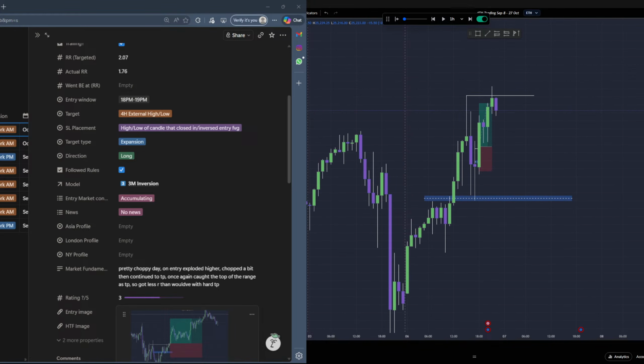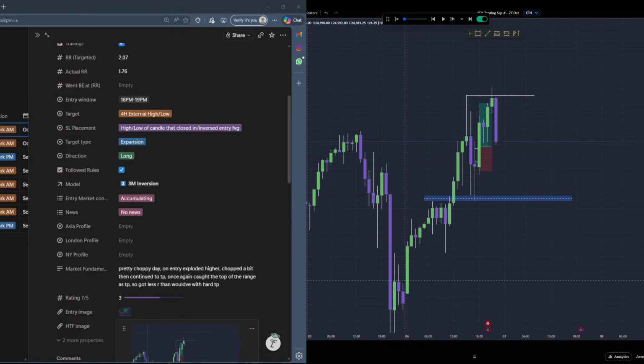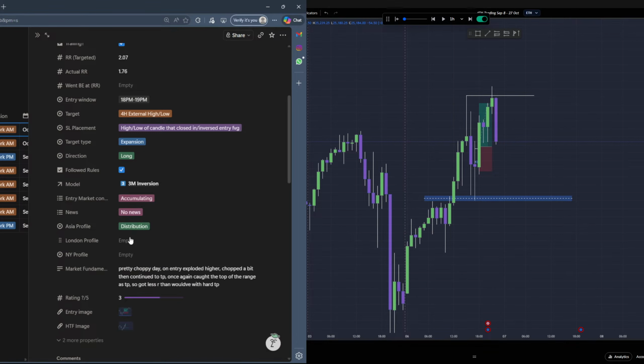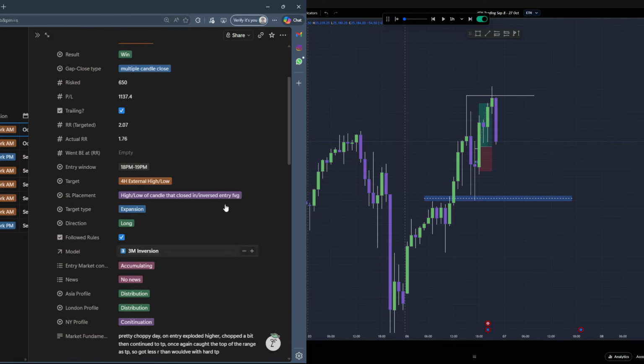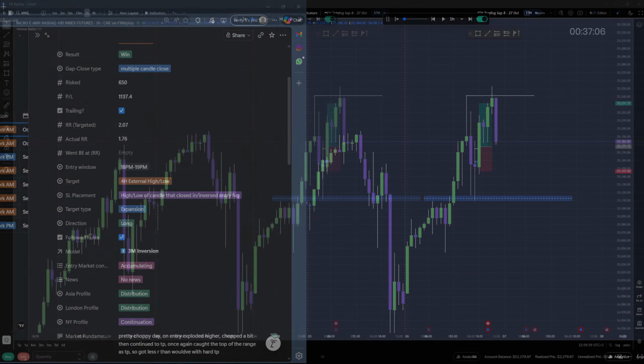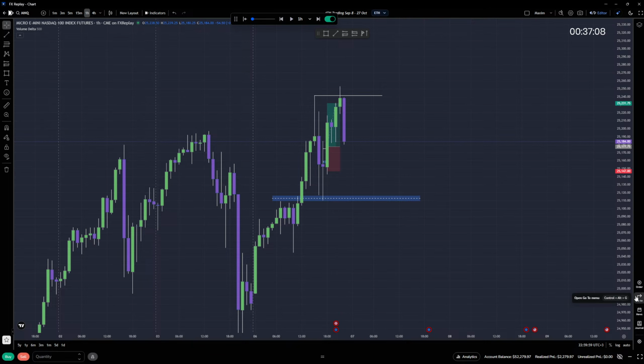Okay. We get a higher time frame image and let's look at the session profiling as well. Asia distributed higher, London continued, New York continued. Well, we just have a wall day distribution. Distribution, continuation. Yeah. Next trade.